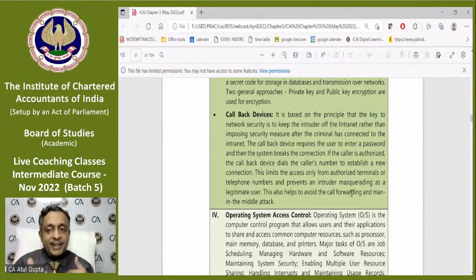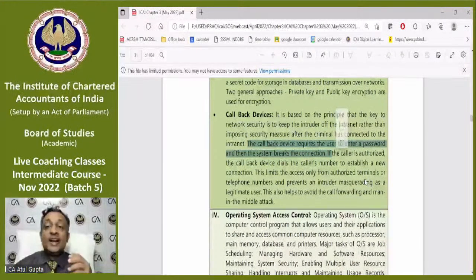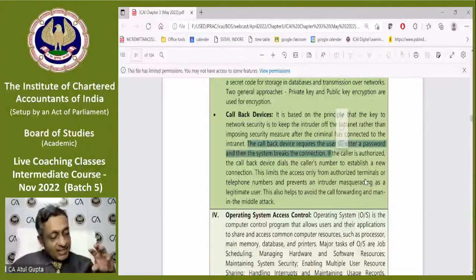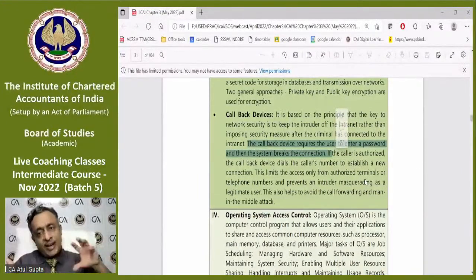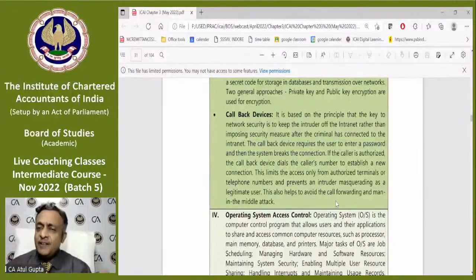So in the callback mechanism, what happens? The callback device requires the user to connect and enter a password. So once you connect and enter a password, your identity is established. Once your identity is established, that means the genuineness of the user is created. Once genuineness is created, the system calls back the user. Okay, I am calling you back. Now you transfer data. That is exactly what a callback device is. It saves you from unauthorized intrusion in the system.